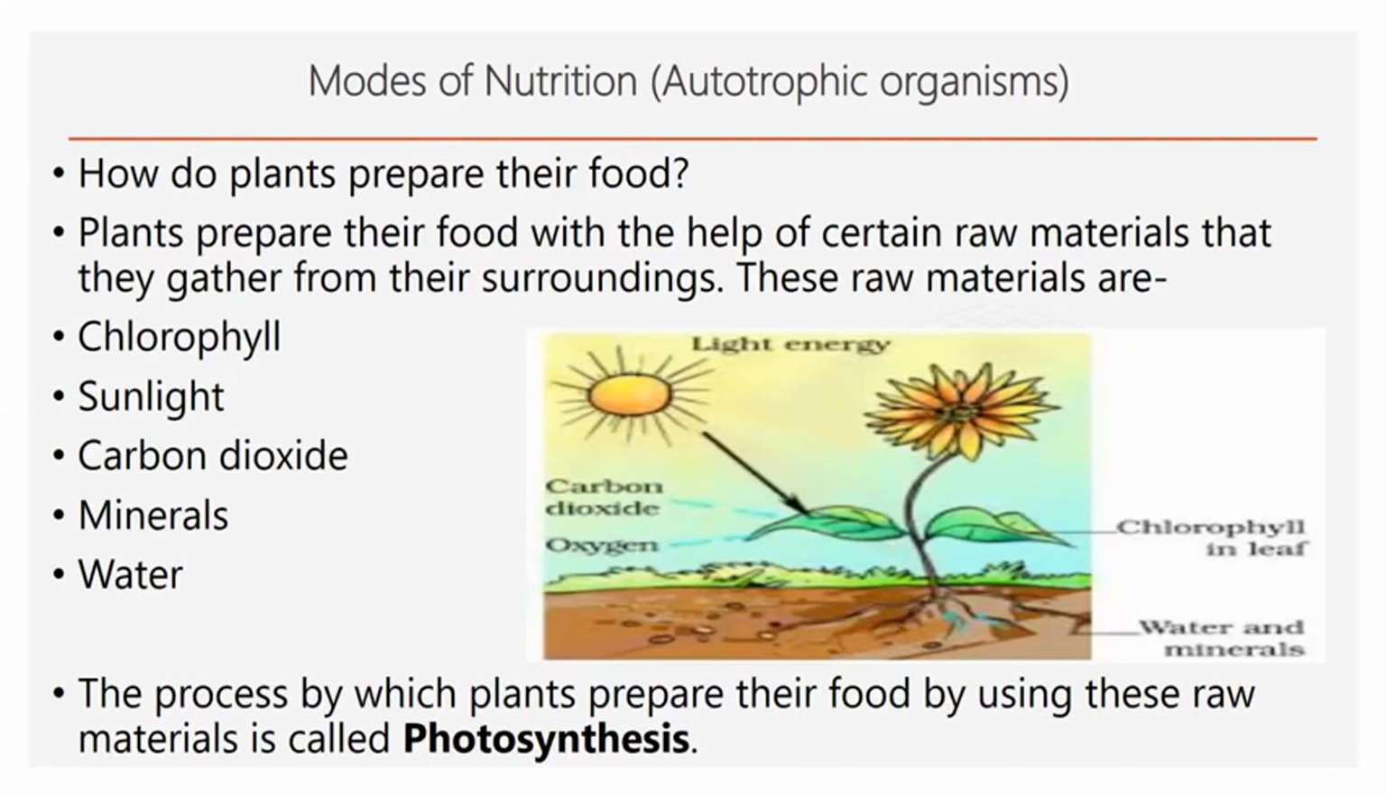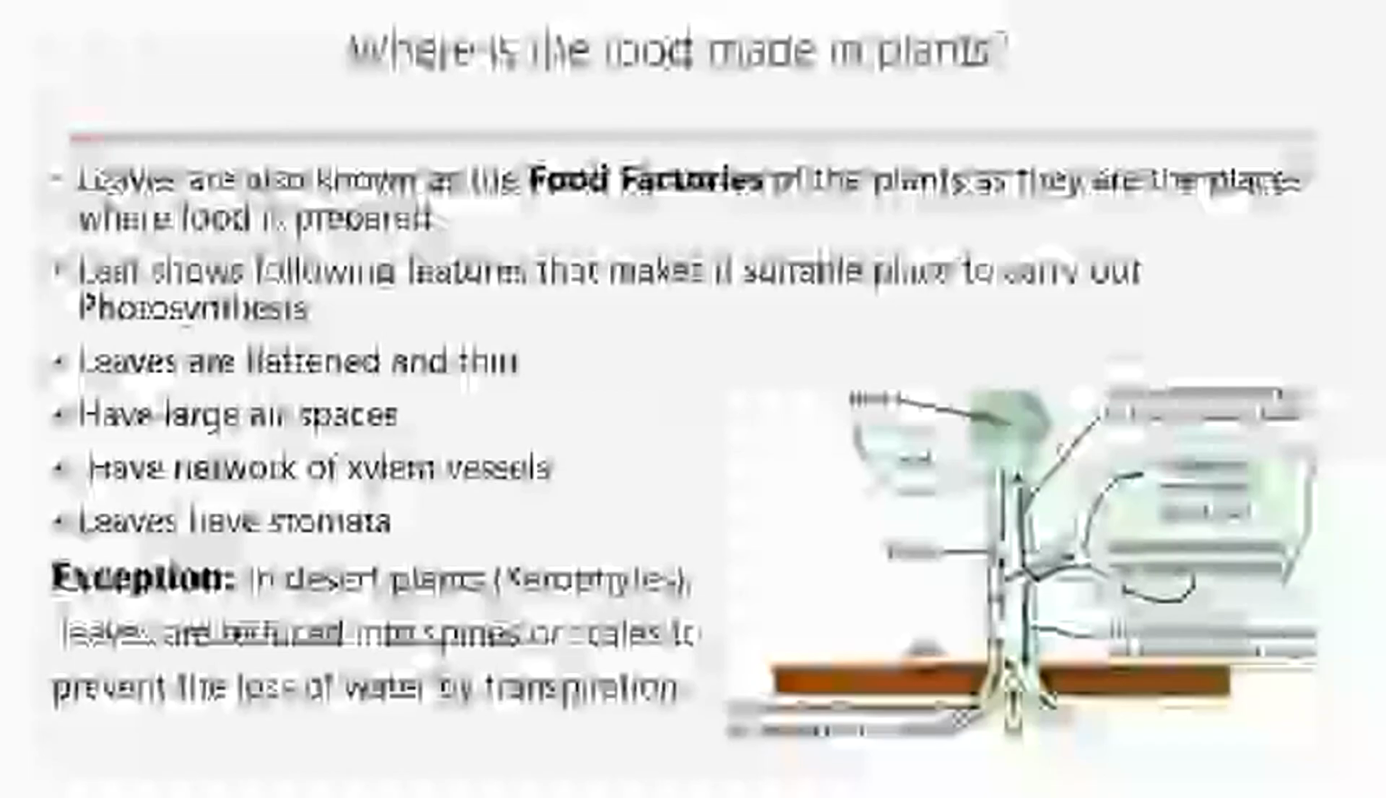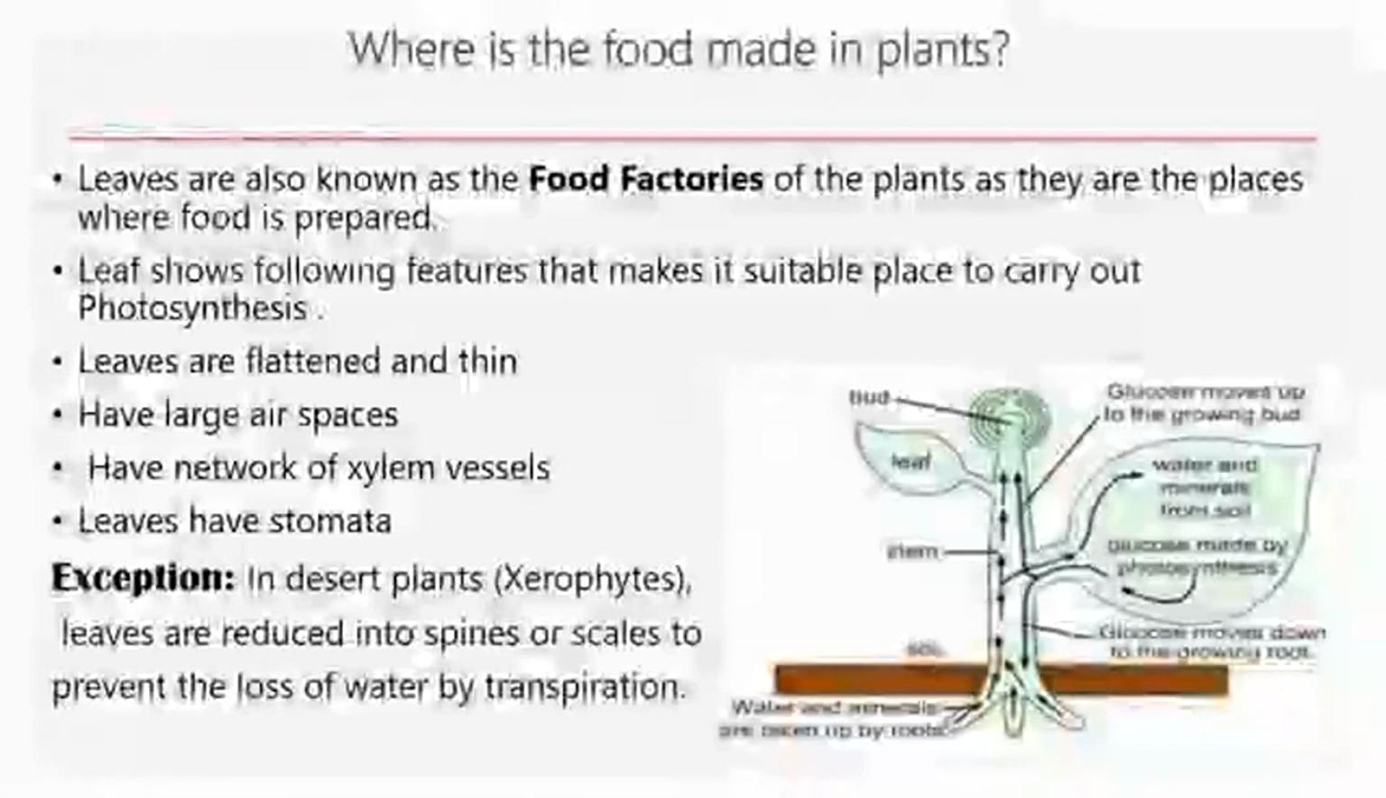Water is obtained by the plant from the soil by roots and is transported to leaves through xylem vessels. Now, the green plants use these raw materials and make their food. Thus, the process by which green plants make their food from carbon dioxide and water using energy from the sun is called photosynthesis. Where is the food made in plants? Or what is the site of photosynthesis?